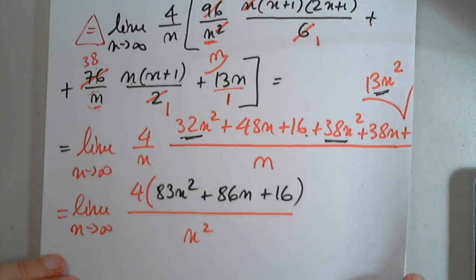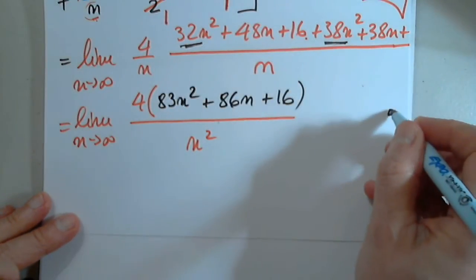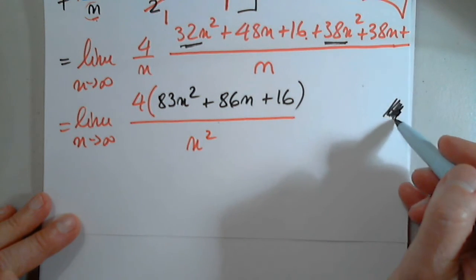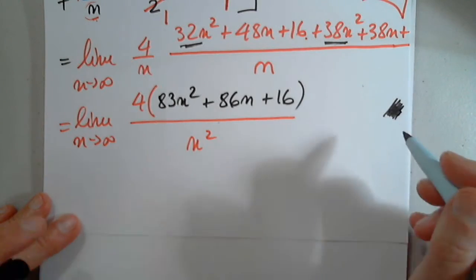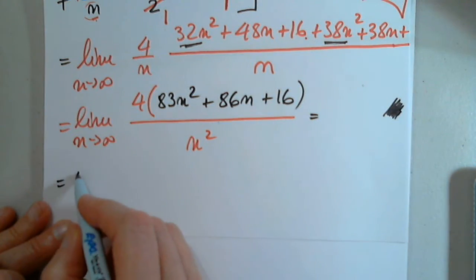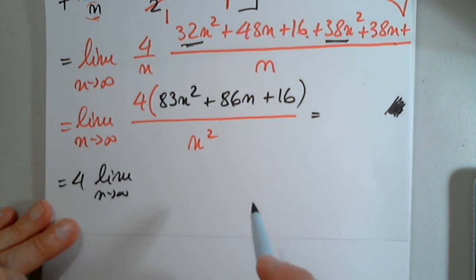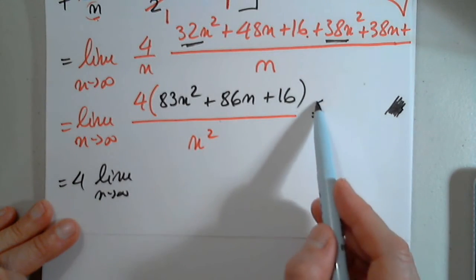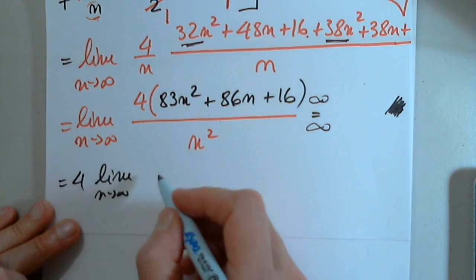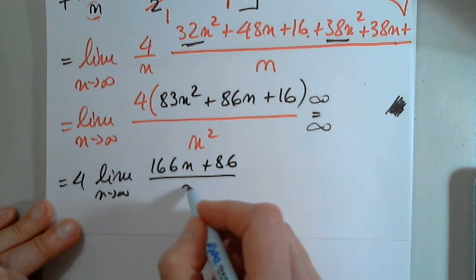So now what I was hoping to see on your homework is using L'Hopital's rule. Some of you got infinity here. That's not possible. This is a definite integral. It has to be a number. It cannot be infinity. So be careful with that. You can put the 4 outside if you want. I still have to multiply by it at some point in time. So this goes to infinity. This goes to infinity. I will use L'Hopital's rule, multiply by 2, 166n plus 86 over 2n.